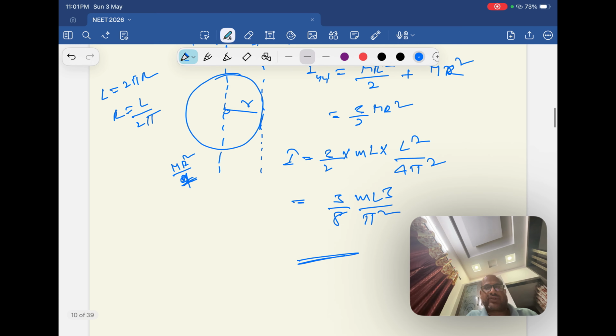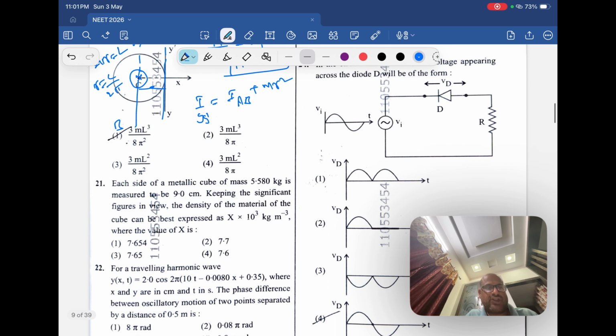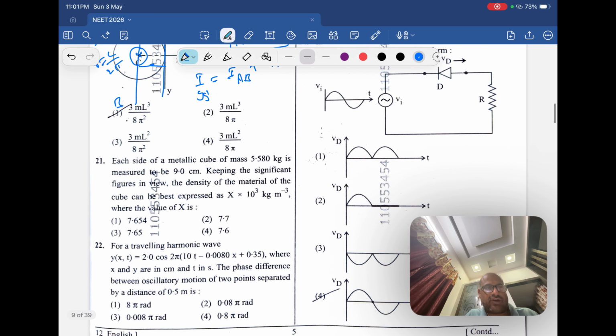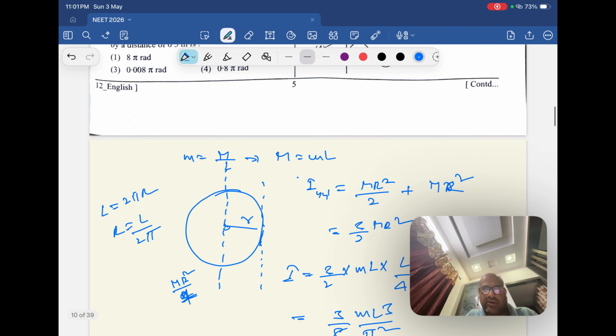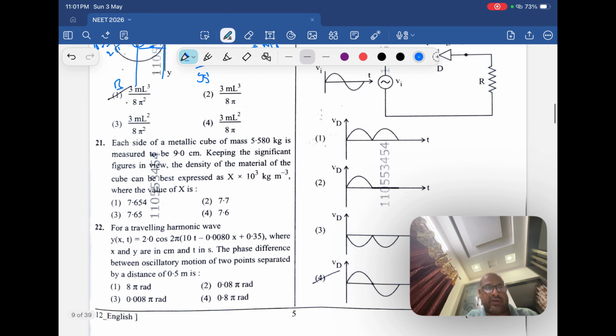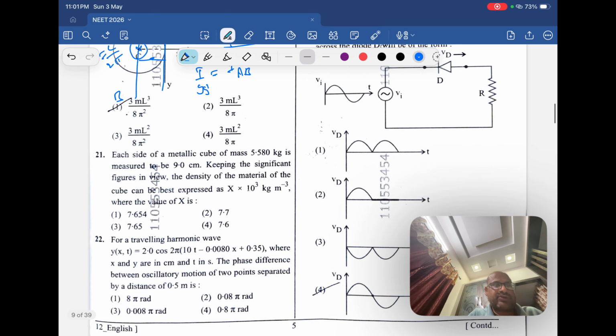Okay, so you can simplify, and 3 by 8 is 3 by 8, all options have 3 by 8. Next, m L cube by pi square. Mark carefully, don't be in a hurry. So option A, this student has marked right, 3 m L cube by 8 pi square.